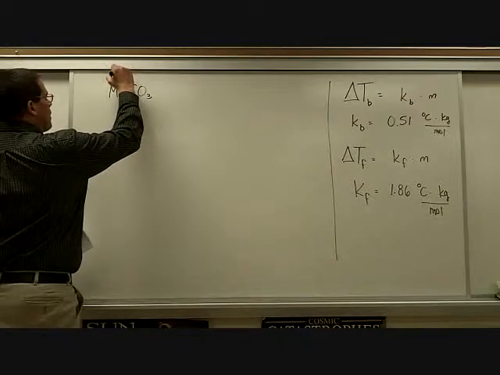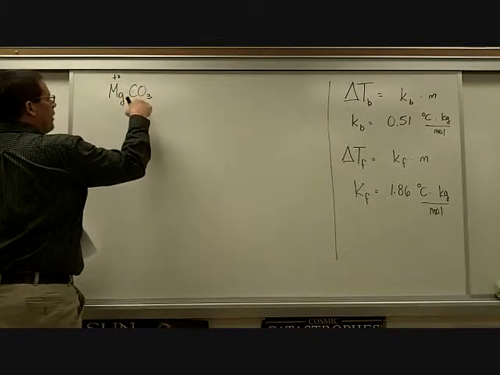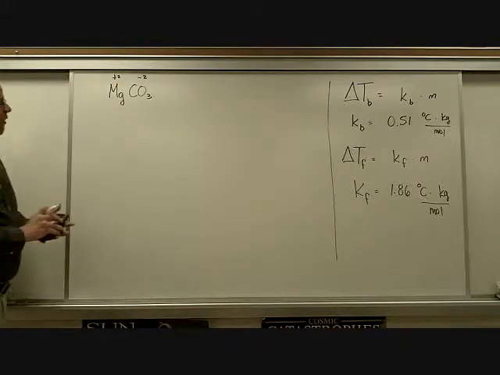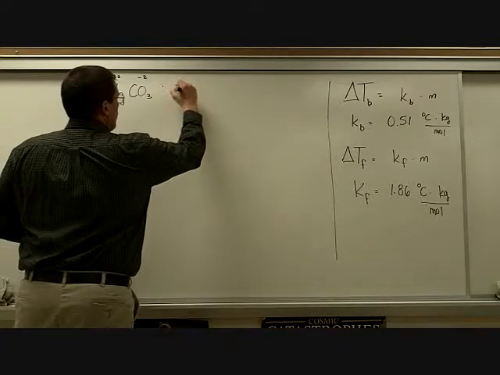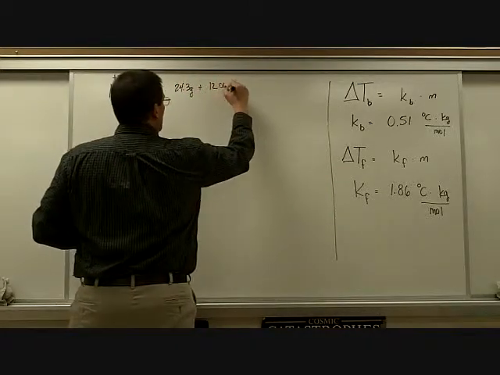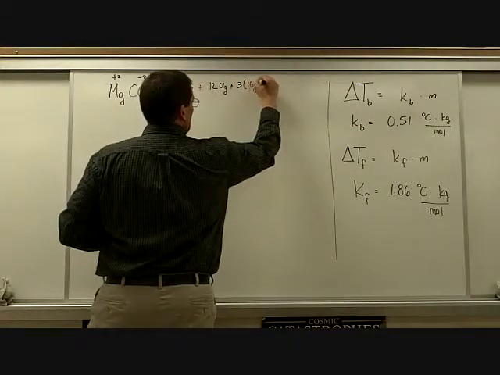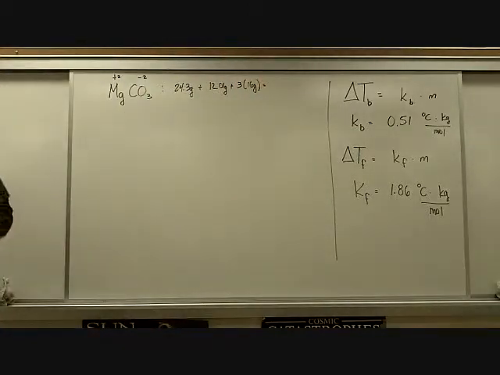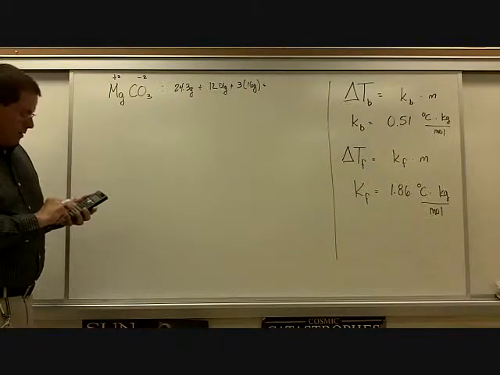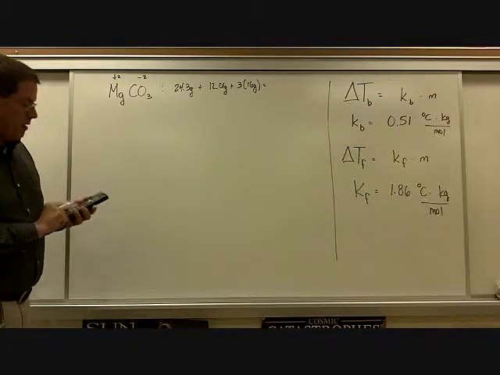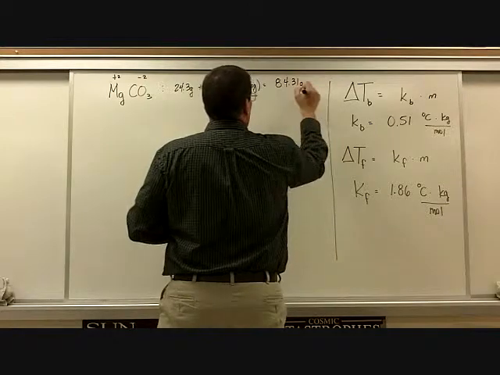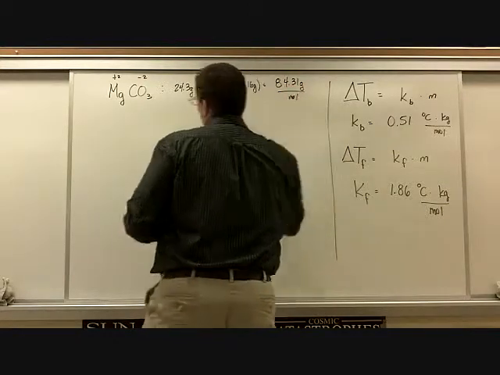And magnesium has what charge? Carbonate. So it's balanced as written, which is good. And it probably wouldn't be a bad idea to find the molar mass. Magnesium's 24.3 grams plus 12.01 plus 3 times 16. So 84.31 grams, and that's per mole.